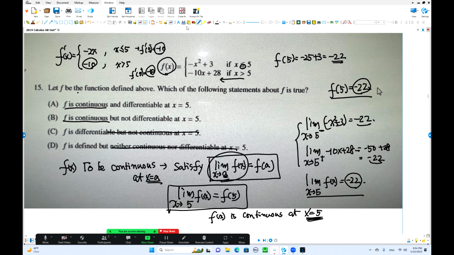We said, smooth line. The derivative is only one number available. The slope is only one. So this function is differentiable at x equals 5 also. That is number 15.